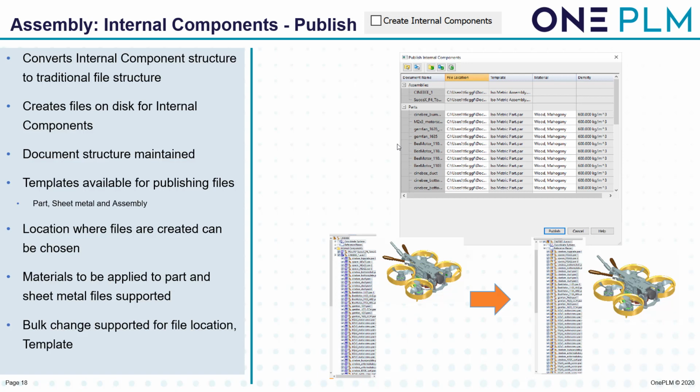Then we've got the publish option. There is more information on the left, but I'm just going to run through quickly. This allows us to physically create those parts. Once we're happy with those parts and want to work with them, we can then go and publish them. That's going to save all those into the disk or into Teamcenter separately.